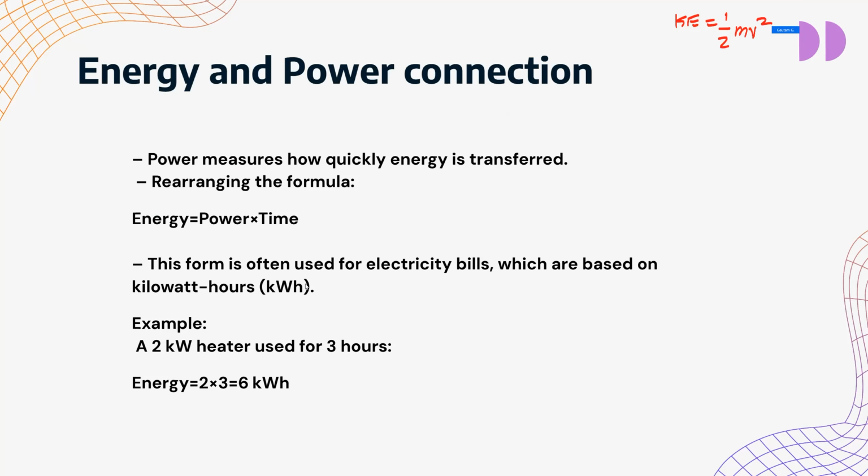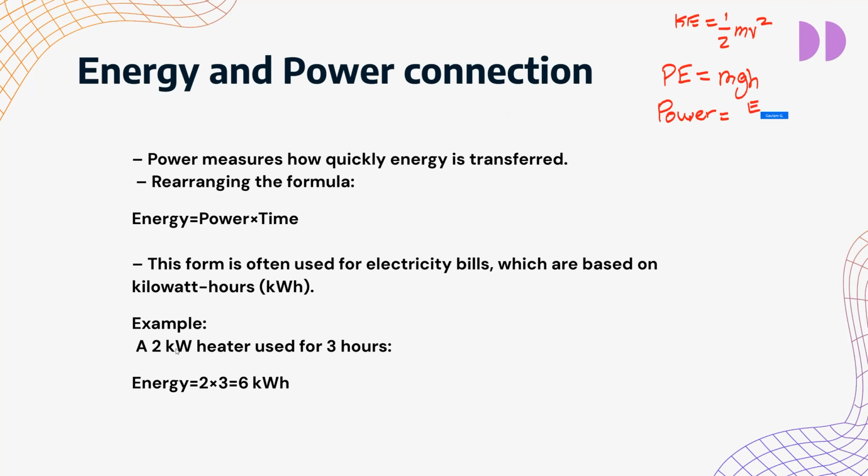If you see kilowatt hours a lot in the real world, it's just a measure of energy, because a kilowatt is 1,000 watts, and hours is obviously a measure of time. So you can think of it as kilowatts times hours, and that's equal to energy.